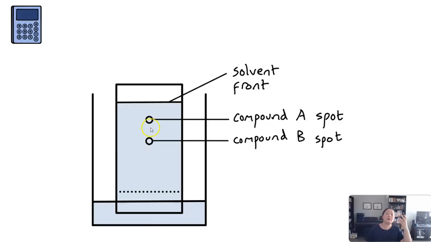Now, factors that are going to help these compounds climb: first, the solubility in the solvent. The more soluble a compound is in your solvent, the higher it's going to be able to travel, because the forces between that compound and the solvent are going to be stronger, and so it's going to be pulled up farther. Another factor is the size of the compound itself. If you have something that is very big, very heavy, it's not going to travel as far because it would take a lot of energy to move it further up.